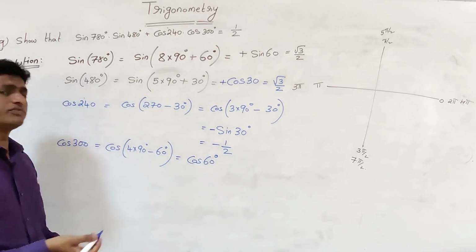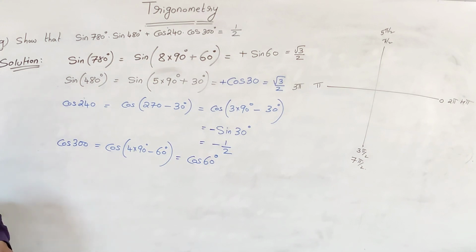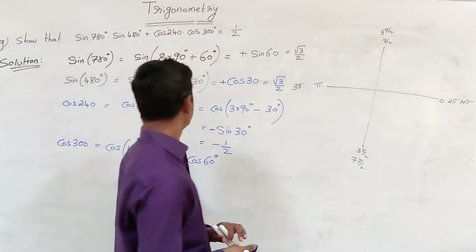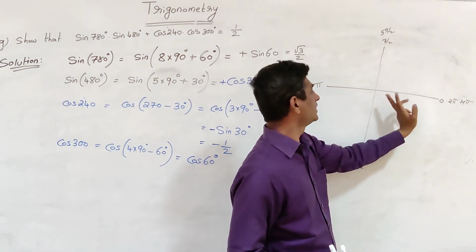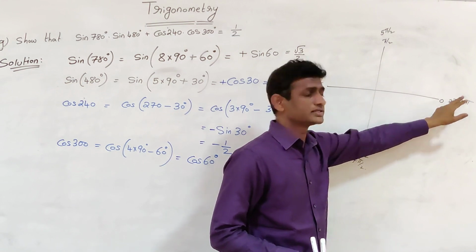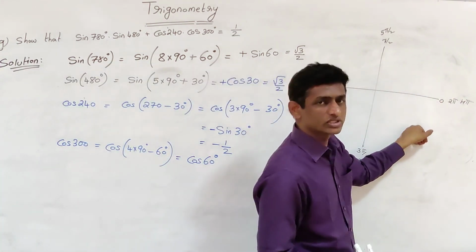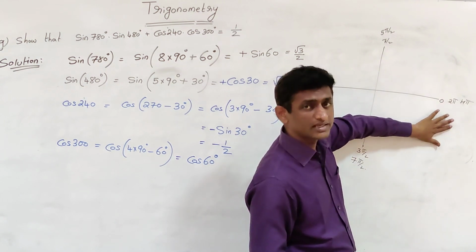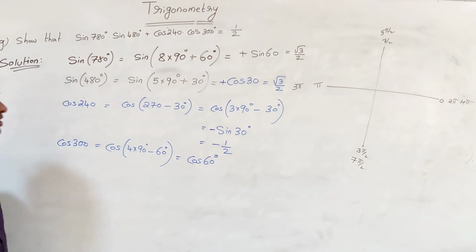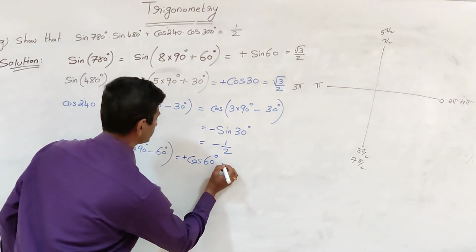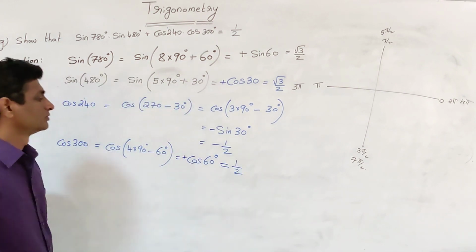But what type of sign? 4 into 90 means it is 2 pi. 360 means 2 pi. 2 pi lies on the positive x-axis, and we are removing 60 degrees, which means it is an angle that lies in the fourth quadrant. In the fourth quadrant, cos will have a positive sign. So it will be positive. So cos 60 will be 1 by 2. Cos 60 is 1 by 2.